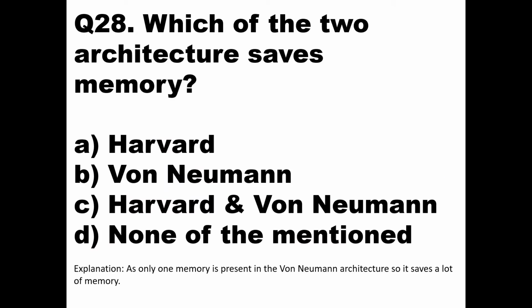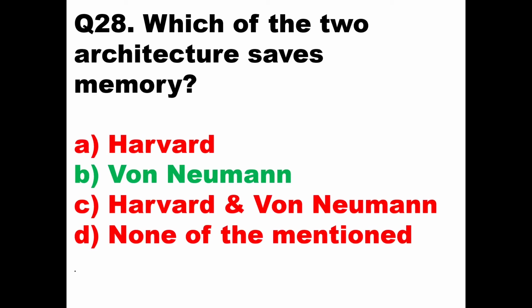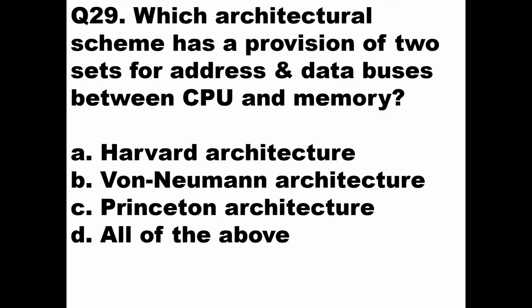Which of the two architectures save memory? So out of Harvard and von Neumann, it is von Neumann architecture which saves memory because it has only one memory for both program and data. Okay, because it is having one memory for both program and data, it is going to save a lot of memory. So here the answer should be answer B, von Neumann. So which architecture saves a memory is von Neumann. Then we'll go to the next question, question number 29.